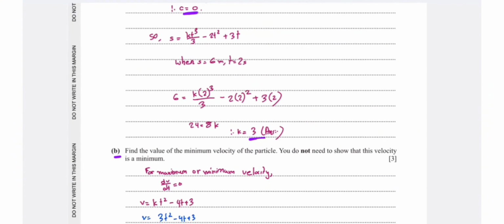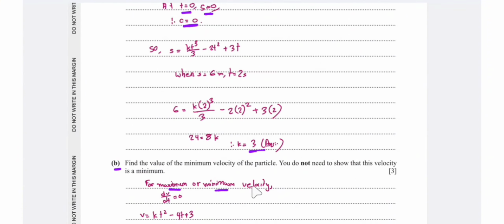Then for part B, find the value of the minimum velocity of the particle. You do not need to show that this velocity is minimum. So we know that for maximum or minimum velocity, dv by dt is equal to 0. And we know the expression for v.